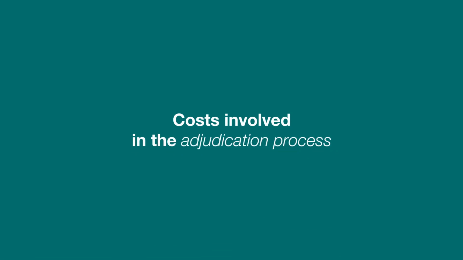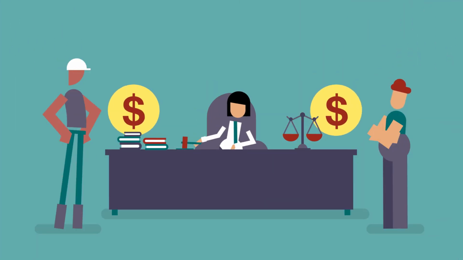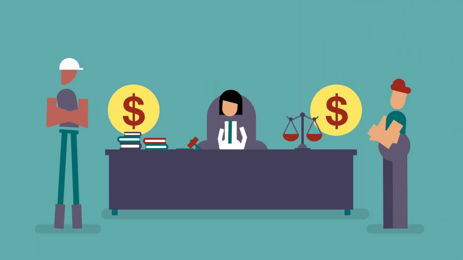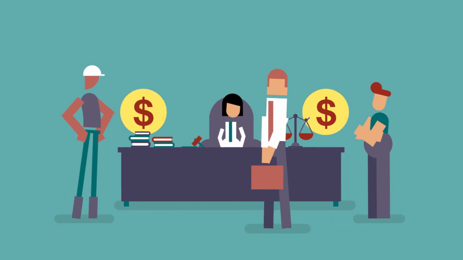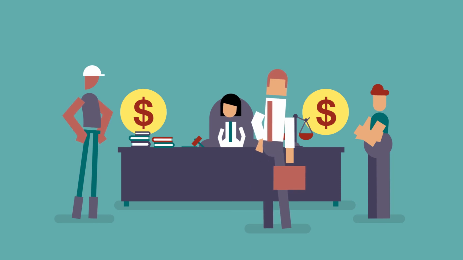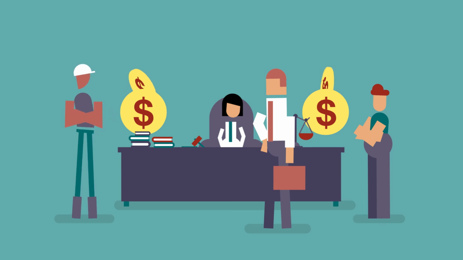Costs involved in the adjudication process. The applicant and the respondent have equal responsibility for paying the adjudicator's professional fees, unless the adjudicator decides otherwise as part of their determination. In order to obtain sufficient information to make a determination, sometimes the adjudicator will engage an expert to investigate matters relevant to the payment dispute. This may occur unless all the parties object. The applicant and respondent will have equal responsibility for paying for the expert's services.